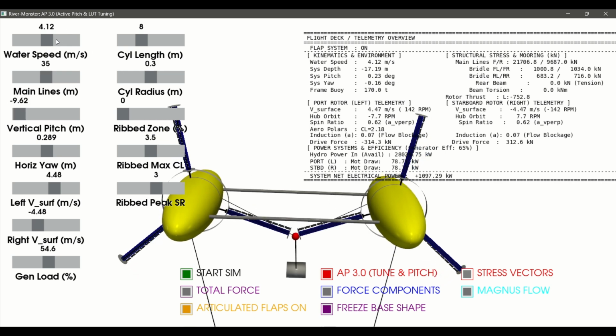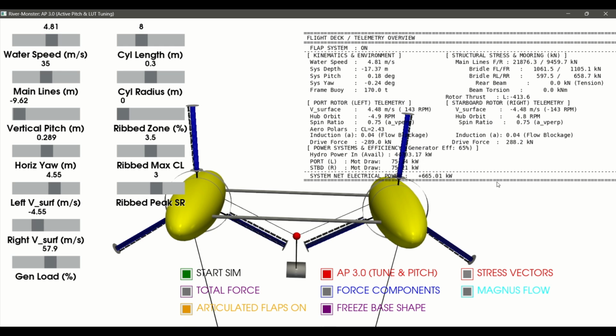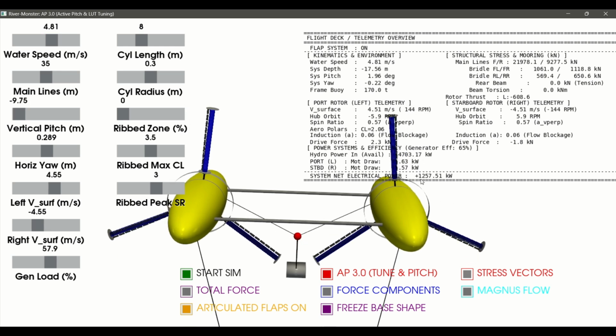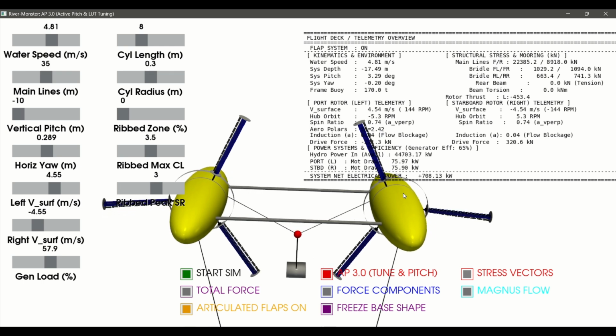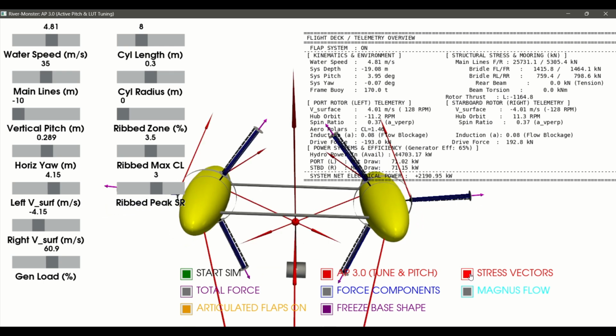Simultaneously, our telemetry enforces physical reality, computing in real time the colossal mooring tensions, reaching thousands of kilonewtons that our anchor lines must withstand. Thank you for watching.